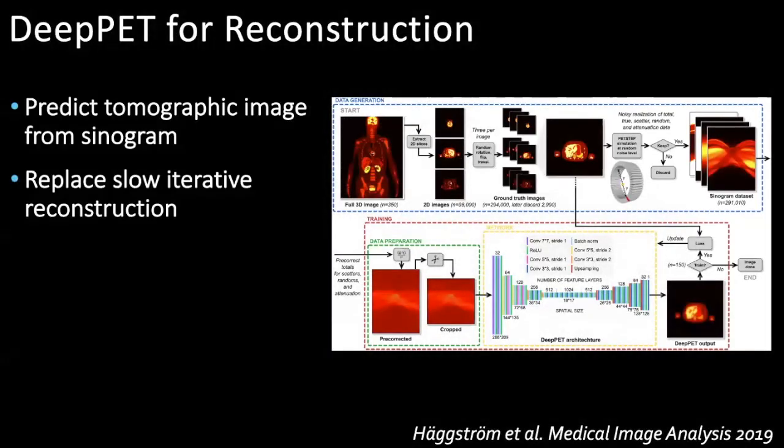How have people used deep learning in PET? Well, this is one example from the group at Mount Sinai, and what they have been interested in is basically predicting PET images directly from sinograms, kind of in the way that we showed before for AUTOMAP. And the idea here is that this could replace the very slow iterative reconstruction.